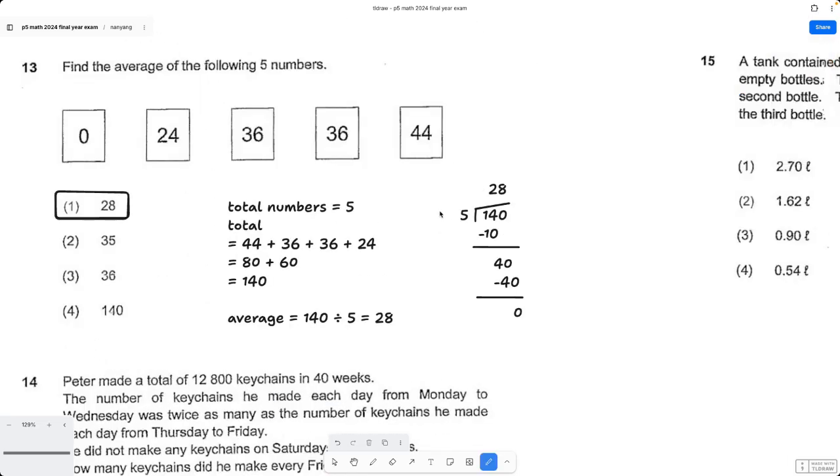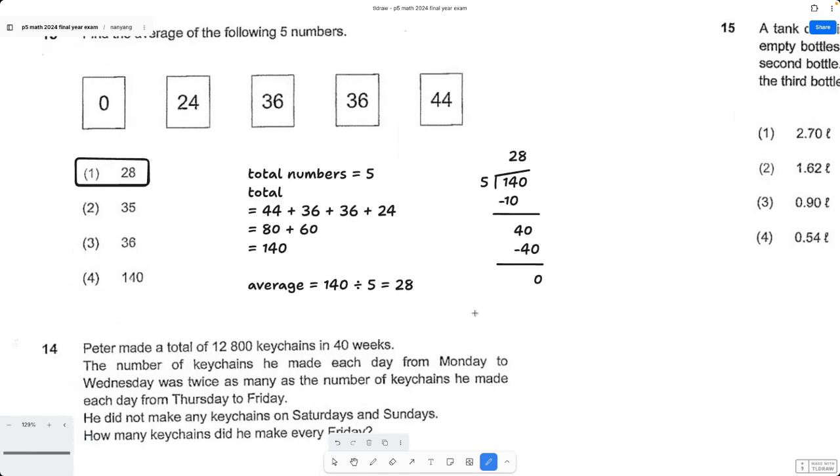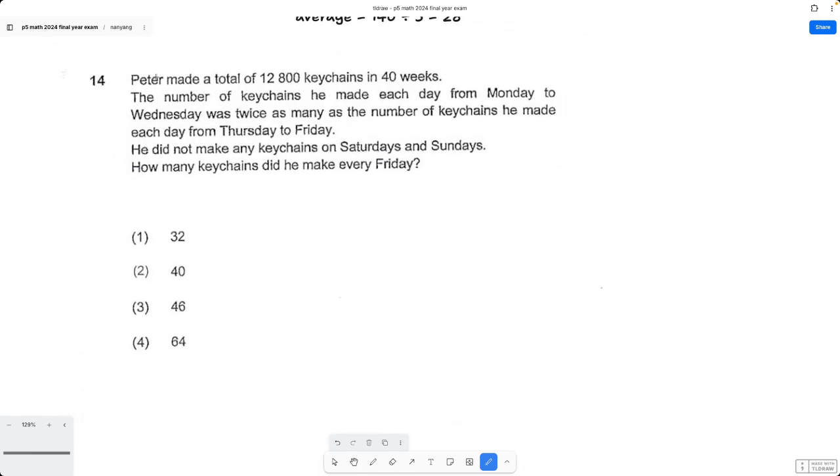So to just double confirm the division, 140 divided by 8, this should be 28. That's what I see over here. Okay, let's move on to question 14.